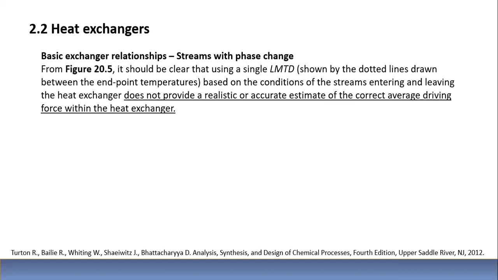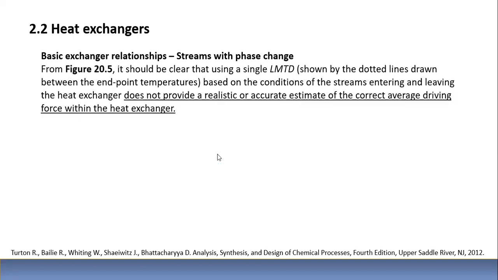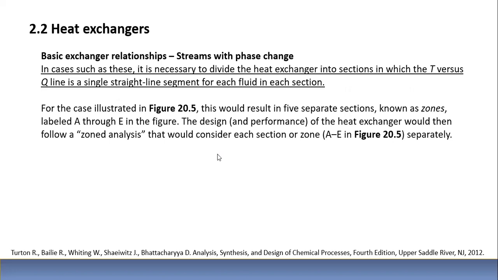It should be clear that using a single LMTD, shown by the dotted line drawn between the endpoint temperatures based on the conditions of the streams entering and leaving the exchanger, does not provide a realistic or accurate estimate of the correct average driving force within the exchanger. So doing this temperature difference between, let's say, A1 and A4 and B4 and B1, this situation will occur. It will not provide a realistic or accurate estimation of the correct average driving force within the exchanger.